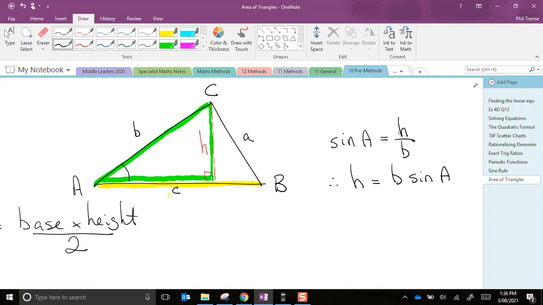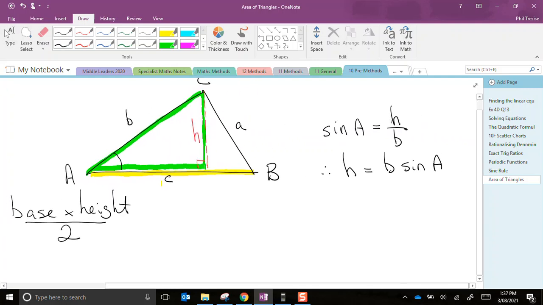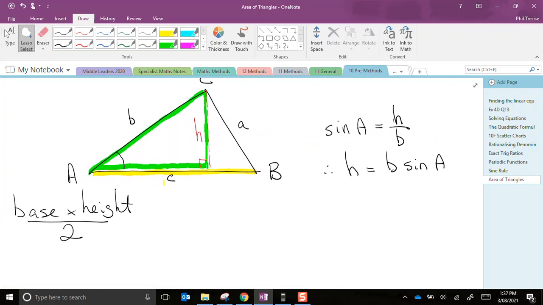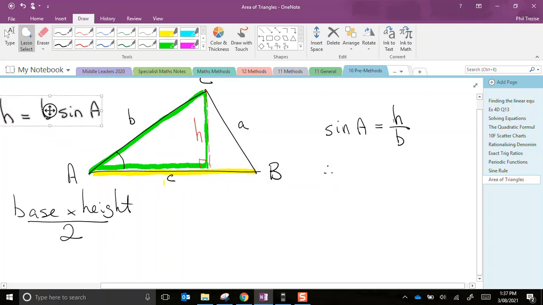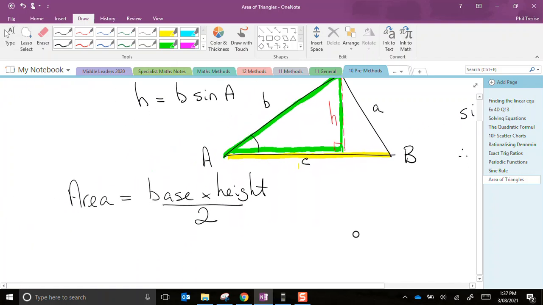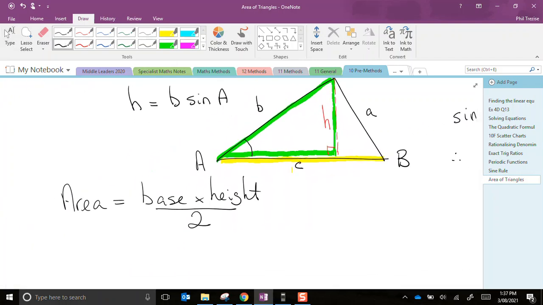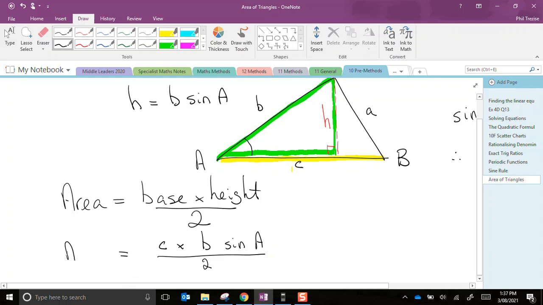B and A were both from the original triangle. I can take that back. I might just capture that little answer there and move that to where I can see it. So I can take that back over here into this old idea. So the area of a triangle, well, the base was edge C, the height is B times the sine of angle A, all divided by 2, and that's the area of the triangle. It looks a little bit of a mess, doesn't it?